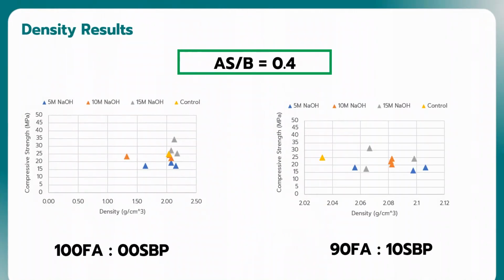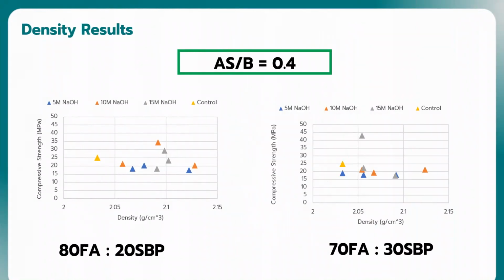So the next one is for the density correlation. Pure fly ash mixtures show the highest density, approximately 2.1 to 2.15 gram per cm3. The added bagasse powder reduces the density slightly. The 70% fly ash and 30% sugarcane bagasse powder mixtures show an optimum balance. So the density is 2.08 gram per cm3, maintaining high strength while reducing weight, with better workability than higher density mixtures.